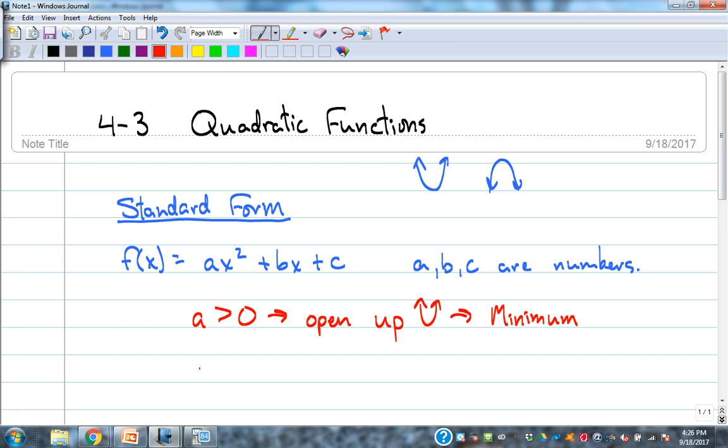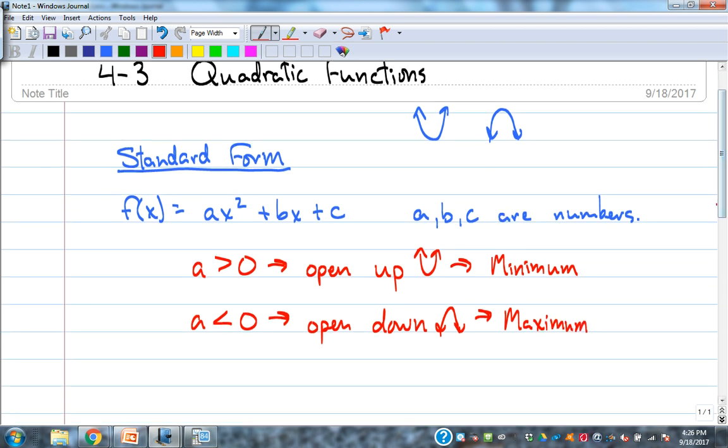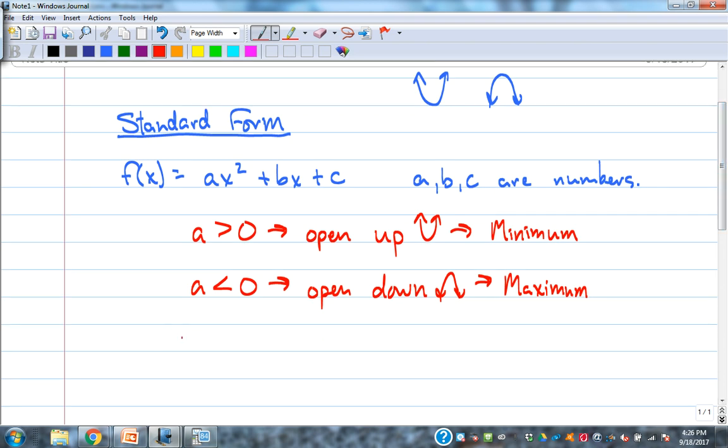on the graph. If A is less than 0, guess what it does? Opens down. And then you would have a maximum. Okay? That minimum or maximum is called the vertex, the minimum or maximum point on the graph.